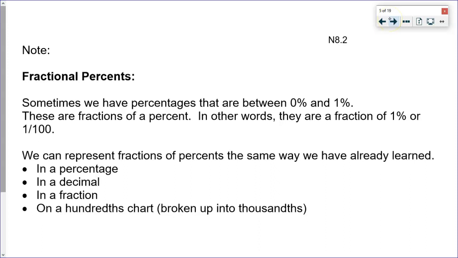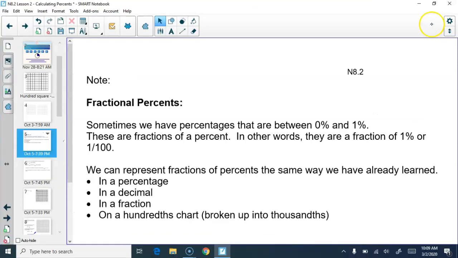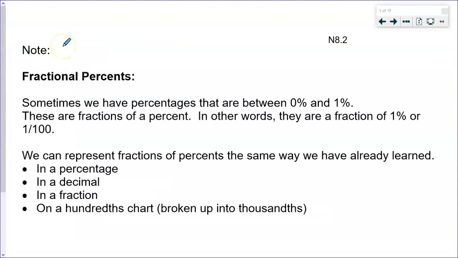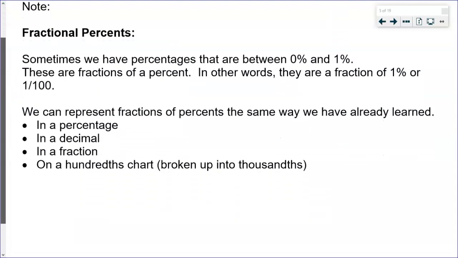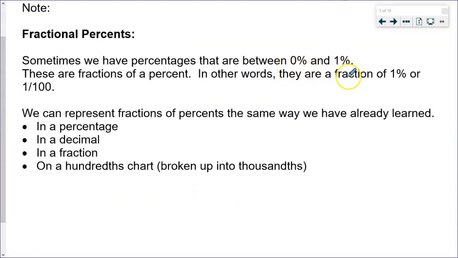Okay, so what I'm saying is fractional percents exist. I'm just going to real quickly change to my pen here. Sorry. Okay, so what this means is sometimes we have percents that are between 0 and 1%. So now we're going smaller. These are fractions of a percent. So in other words, they're a fraction of 1% or 1 over 100. Remember, percent is always over 100 when we write it as a fraction.